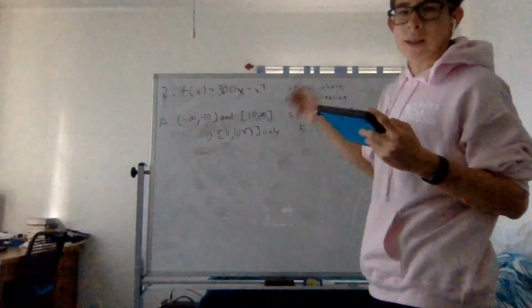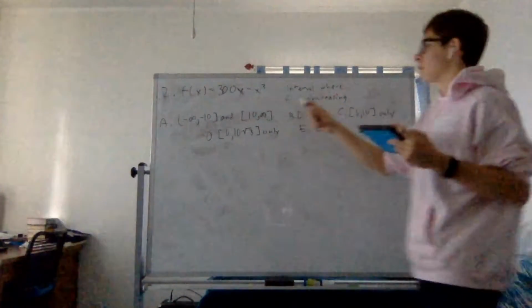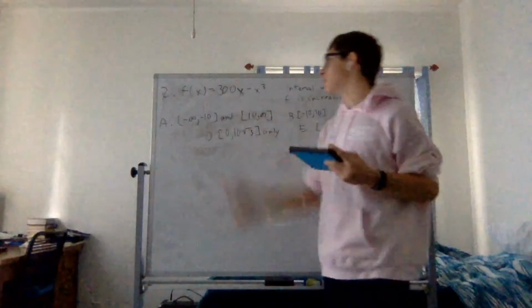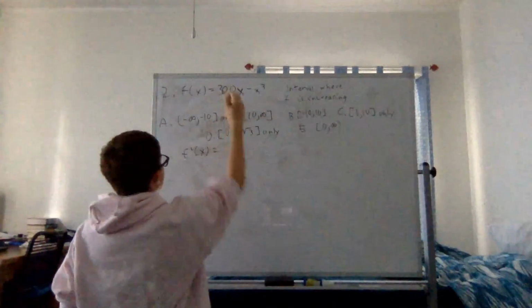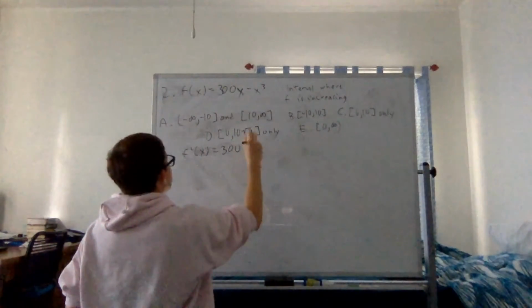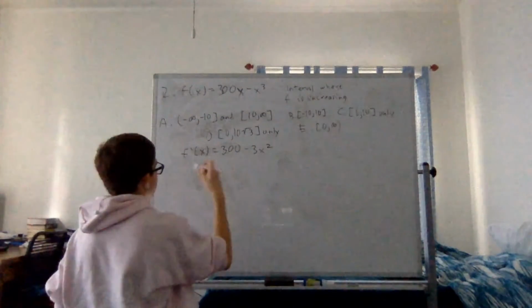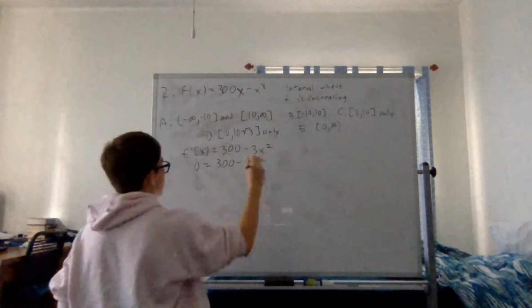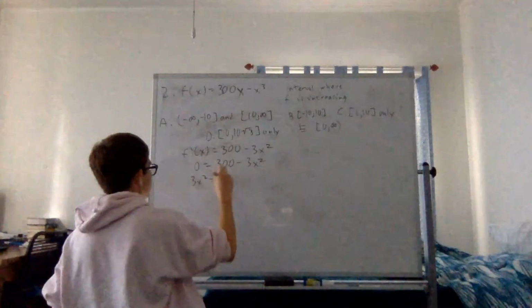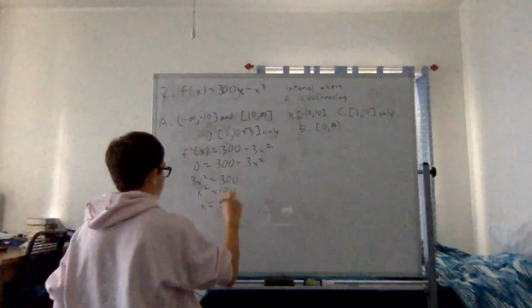So this question is asking us to find where f prime is positive, right? Because it wants to know where the function f is increasing. So that's where f prime is positive. To find where f prime is positive, we need to first find the zeros, right? So first we take the derivative. f prime of x, the derivative of 300x would just be 300. The derivative of x cubed is 3x squared, right? Now because we want to find the zeros, we need to make this whole thing equal to 0, right? So then we'd add 3x squared, equals 300, divided by 3, x squared equals 100. So x equals plus or minus 10, right?